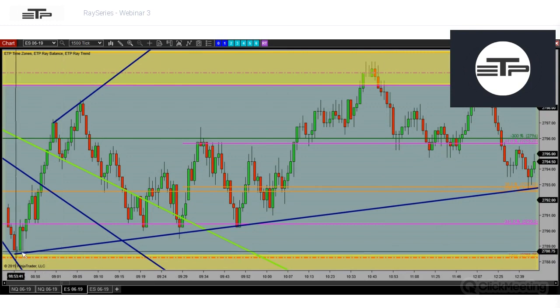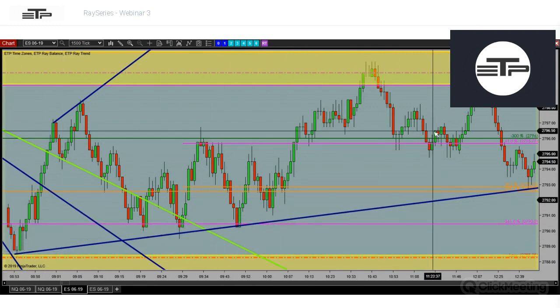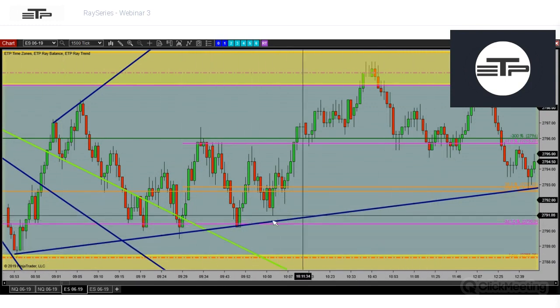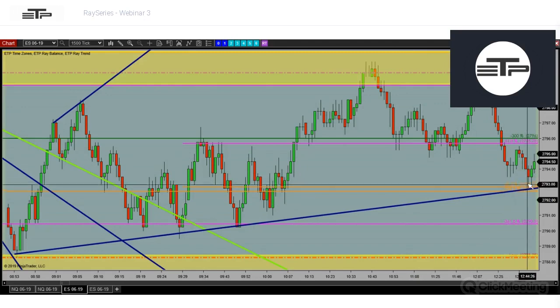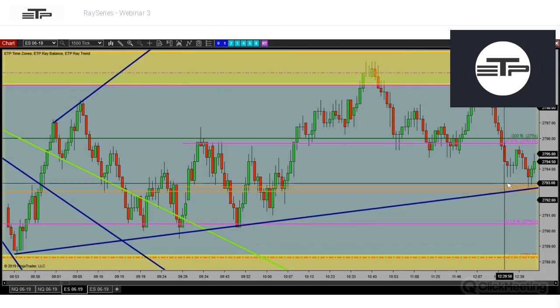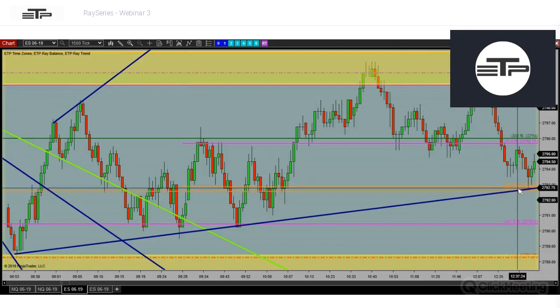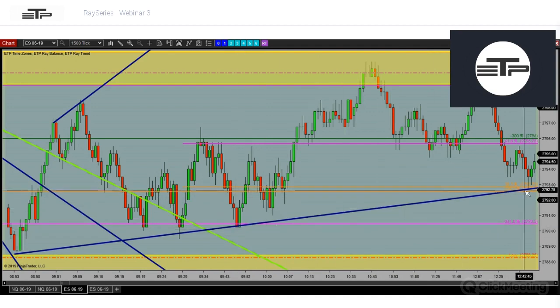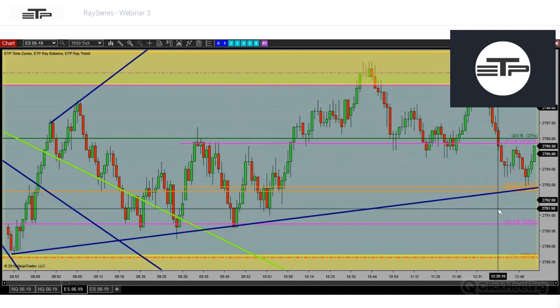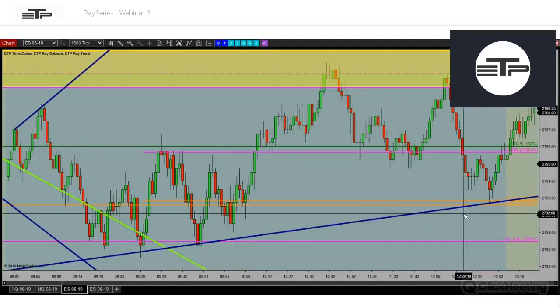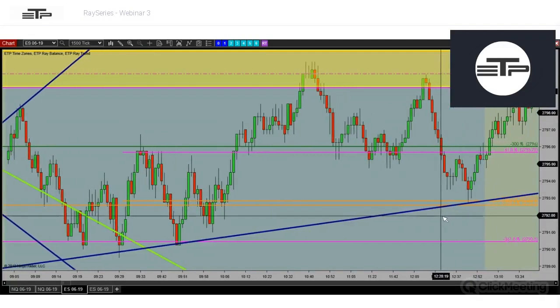So as you can see, the level was continuously held. Price came down, touched it, where you had a confluence of Fibonacci levels and a confluence of the trend line, and it just jumped off it into new highs.